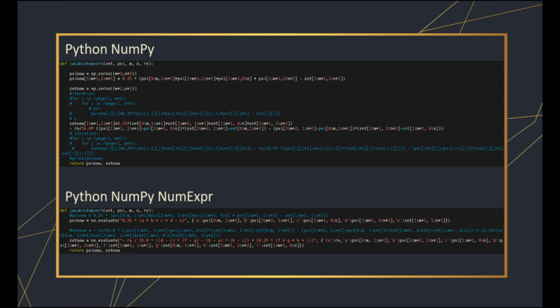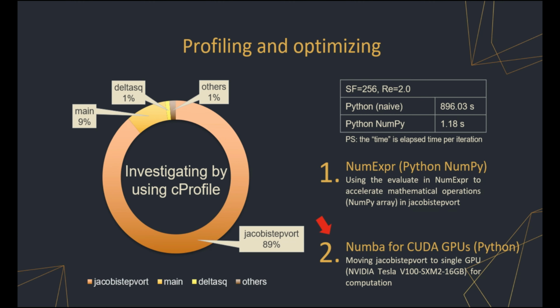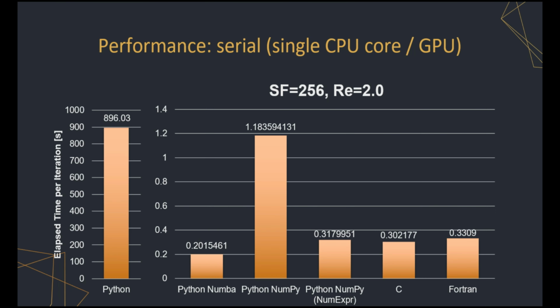In detail, the original array computation is completed through double loops, so we called it naive Python, while the NumPy version allocates memory at first and updates the array internally, which greatly improves the efficiency. For NumExpr, we use evaluate to accelerate NumPy array computation. The other was to use Numba to port the naive Python program to a single GPU, while comparing performance to the CPU. Now we can find that the performance of naive Python running on GPU is better than other programs on CPU. We can also find that the NumPy version optimized by NumExpr has stronger performance than the original one, even compared with C and Fortran programs.